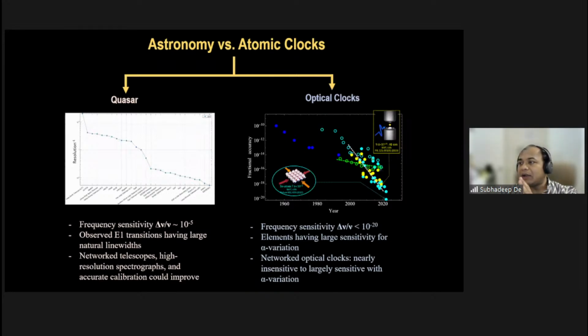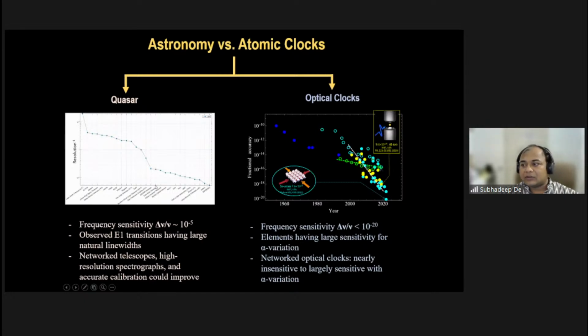So, in a nutshell, there are two types of experiment. One is looking into past events, and one is looking into present events. If I compare quasar absorption spectra and optical clock comparison, then practically speaking, optical clock comparisons are much more accurate and sensitive compared to the quasar absorption. The main reason is that in quasar absorption spectra, you are detecting the spectrum by astronomical telescopes, and the resolution of astronomical telescopes is not that great.